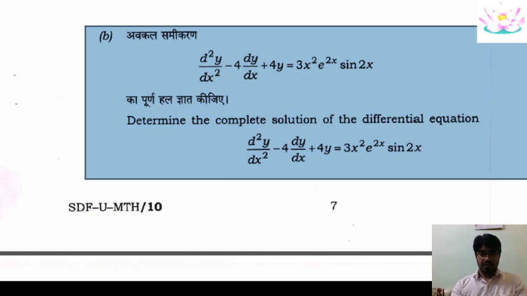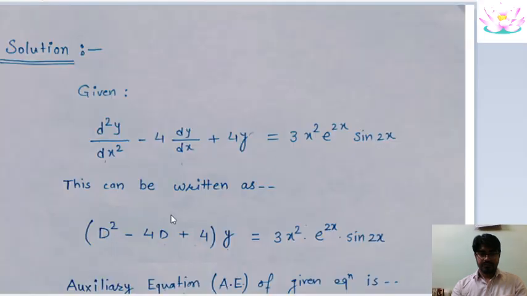So let's come to the solution part. This kind of problem can be solved by calculating the complementary function and particular integral. So let's see how we solve it. This is the given problem, which can be simply written like this.